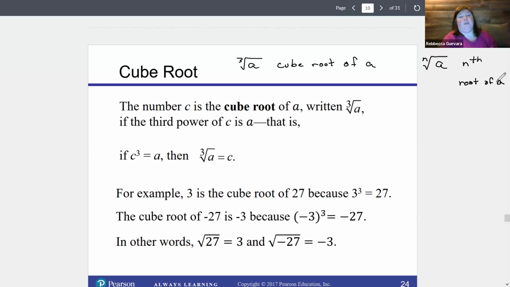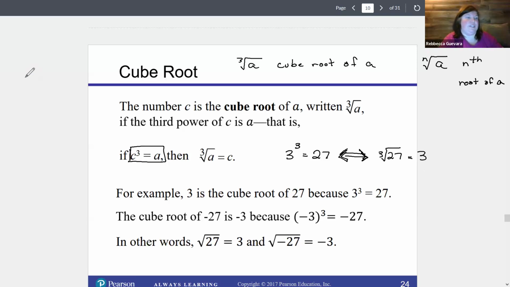So a number C is a cube root of a if the third power of C is a. Meaning C cubed equals a, or C to the third power, then the cube root of a should be C, which makes sense, like we see right down here. If I take 3 cubed, so 3 times 3 is 9, times 3 again is 27. Well, if this is true, then this is also true. This is an if and only if statement here. If that is true, then that means that the cube root of 27 would have to be 3.